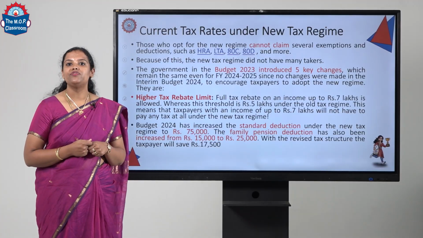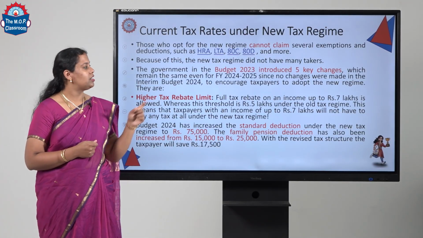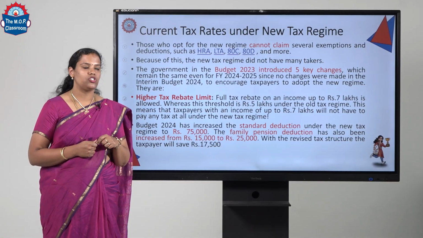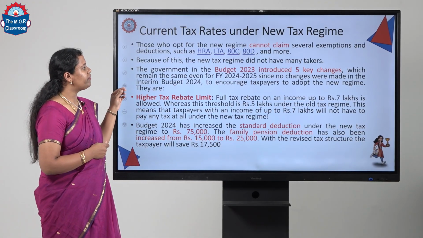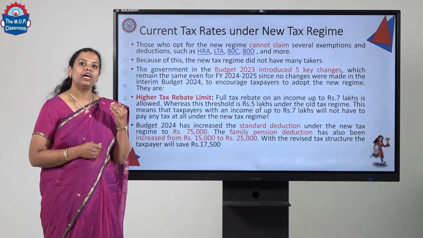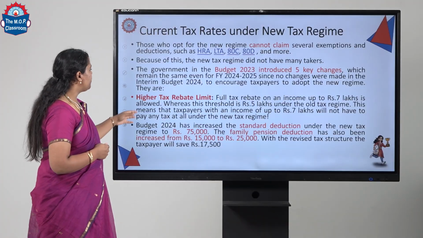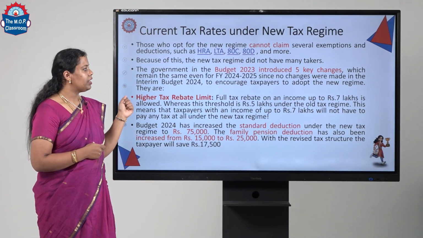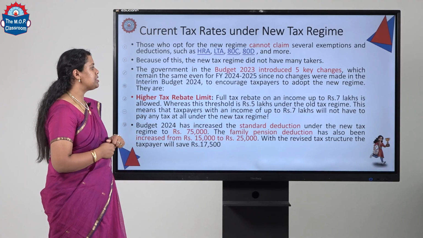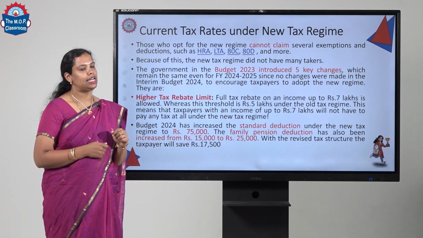The government has introduced 5 key important changes in Budget 2023, seeing that there are not many takers for the new tax regime. In those cases, we have taken up these 5 points in order to encourage taxpayers to adopt the new tax regime. The first one is the higher rebate limit. From 5 lakhs, it has been increased to 7 lakhs. With an income up to 7 lakh, they will not have any kind of tax liability here.